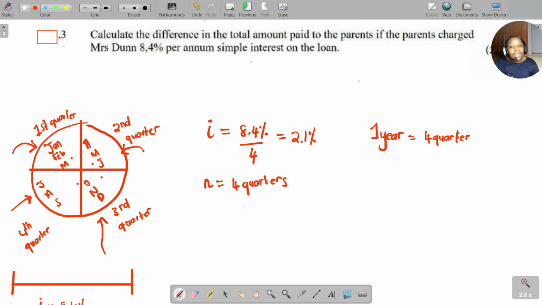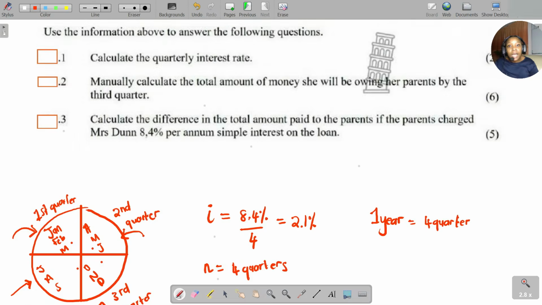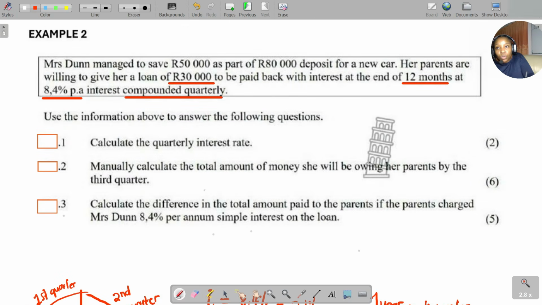Okay, so here they just expect you to know that the quarterly interest rate is just the interest rate of 8.4% divided by 4, and then I've basically explained how we got to that amount. So the quarterly interest rate is just going to be equal to 8.4% divided by 4, which is equal to 2%. That is the quarterly interest rate.